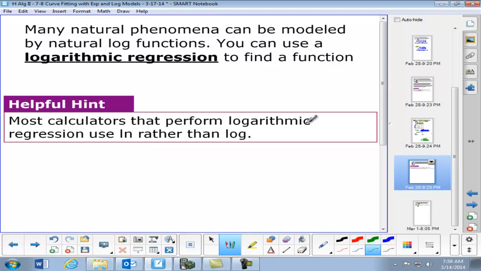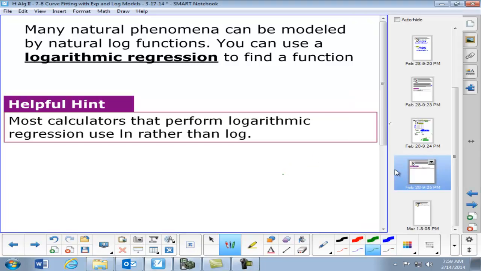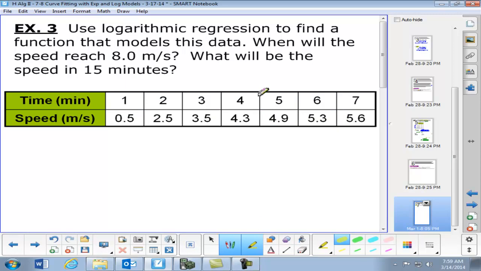So our calculator does have natural log regression. If you happen to notice that when you went to Stat Calc and down here, we had exponential regression was 10, but right above it was the natural log regression or logarithmic regression. So here's your logarithmic regression, here's your exponential regression. Don't forget I told you that every single problem will tell you what type of regression to run. So it says use logarithmic regression. So it's telling you what type it wants you to find. And it says use a logarithmic regression to find a function that models this data.